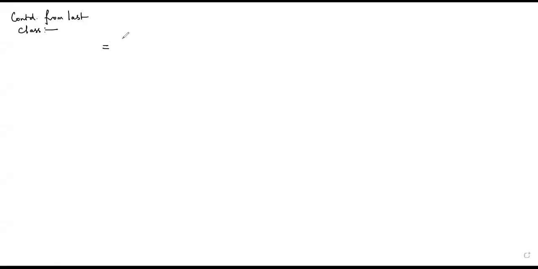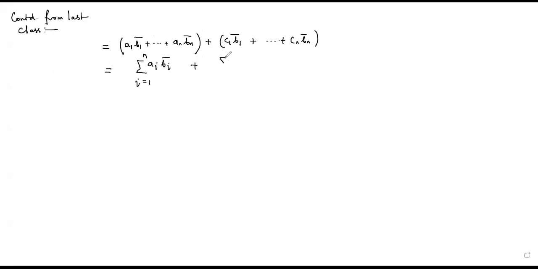So in the previous problem, we got up to this. We got a1 b1 bar plus dot dot dot plus an bn bar plus c1 b1 bar plus dot dot dot plus cn bn bar, and this is nothing but summation i goes from 1 to n ai bi bar plus summation i goes from 1 to n ci bi bar. Okay, and what is this?